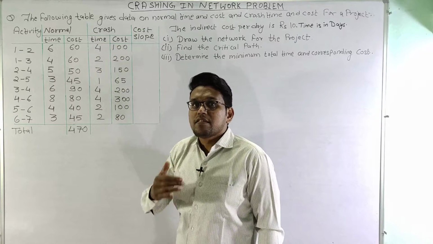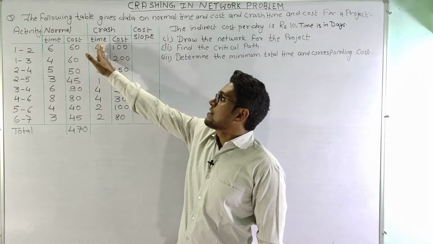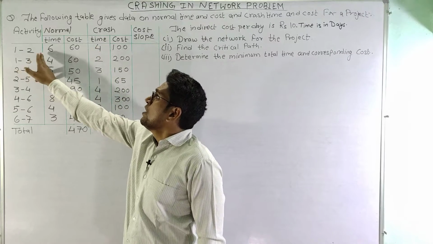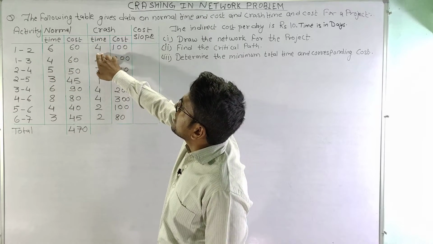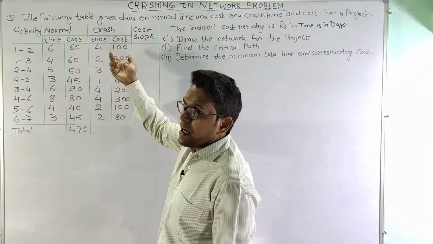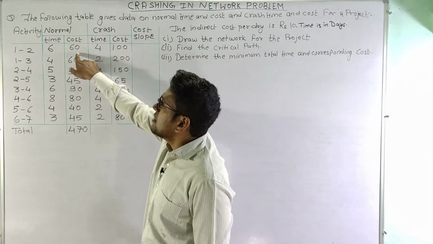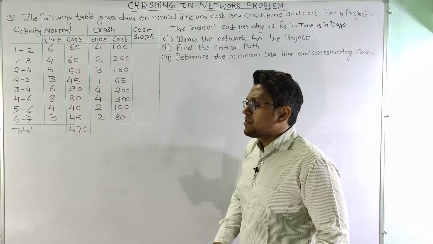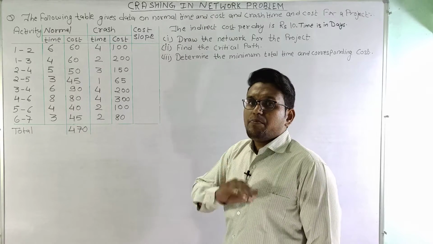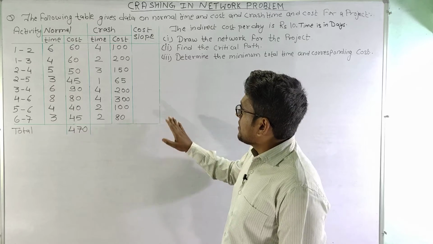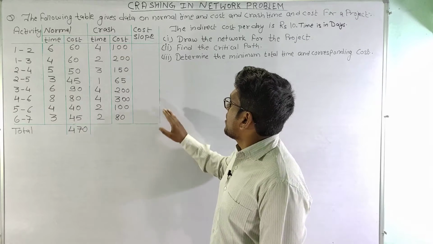Now crash time is the minimum time that an activity at least takes. So for activity 1-2, normal time is 6 days, but the activity can be completed in 4 days if we supply more resources to it, as a result of which the crash cost is greater than the normal cost. And we have also seen that the indirect costs are purely based on the duration of the project.